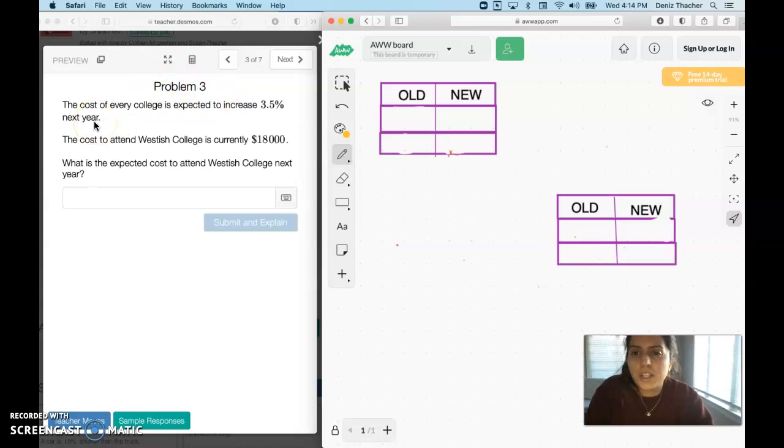The cost of every college is expected to increase 3.5% next year. The cost to attend West-ish College is currently $18,000. What is the expected cost to attend West-ish College next year? So again, let's start by writing 100%. On the old side, right now it costs $18,000. So I'm going to go ahead and plug that in underneath my 100%. For my new, this is a percent increase, so we're going to work on having 100 plus 3.5. So that means my new percentage is going to be 103.5%.